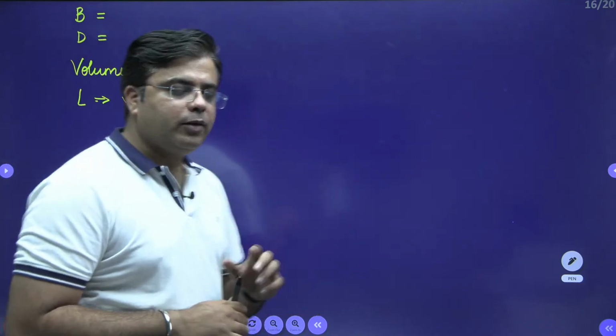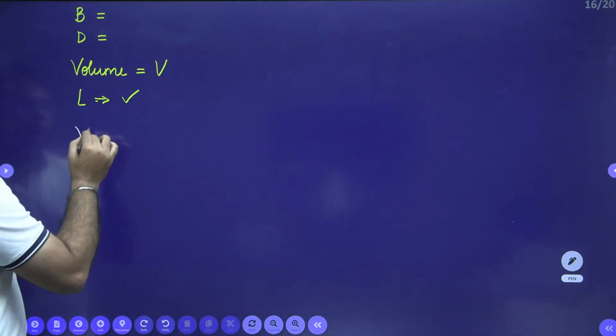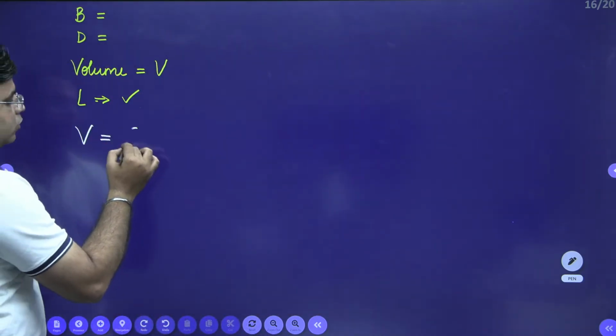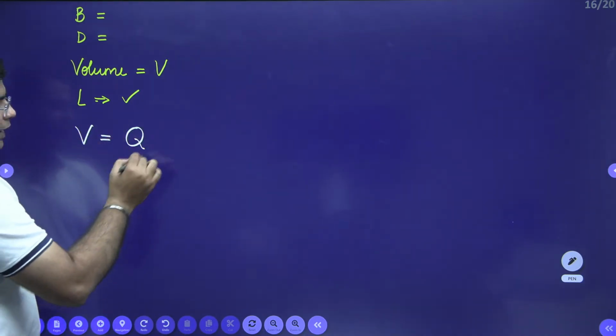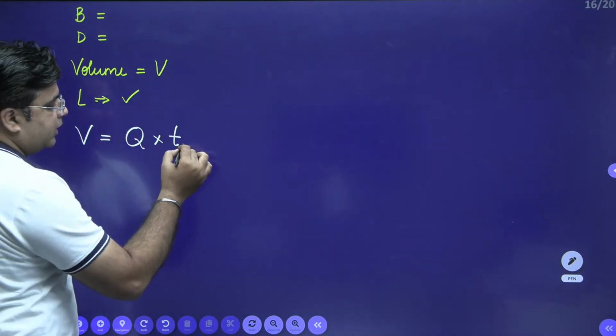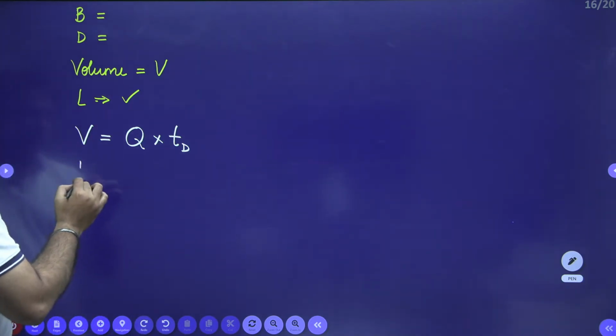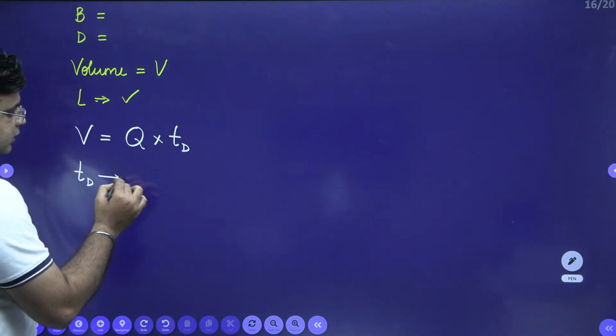Now this volume of the tank is equal to discharge which is entering into the tank multiplied by the detention time Td. Td is the detention time or retention time.